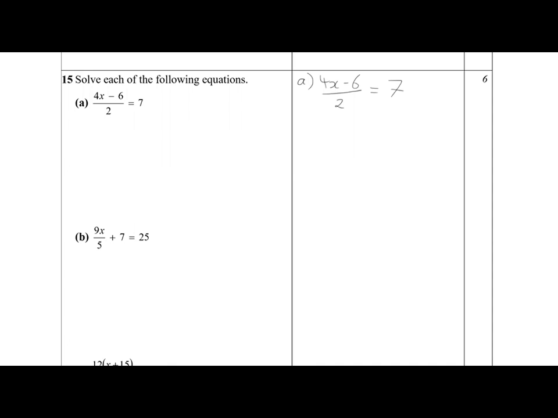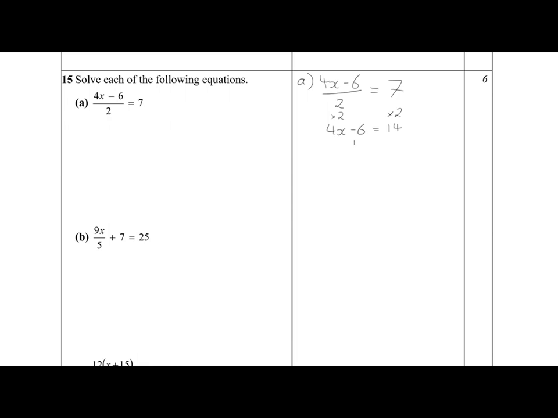So when we're solving this equation and backtracking, the first thing we need to do is cancel the dividing by 2. So we're going to start by multiplying both sides by 2. On the left-hand side, that leaves us our 4x minus 6, and 7 times 2 is 14. Now this is a nice 2-step equation. We already know how to solve these.